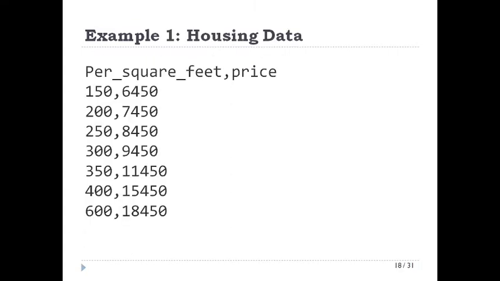So for example, if you talk about the housing data, this is a very classic example, also a very commonly used example in machine learning as well. You have two attributes: the per square feet price, per square feet area, and the price. Only two parameters, but there can be more parameters.